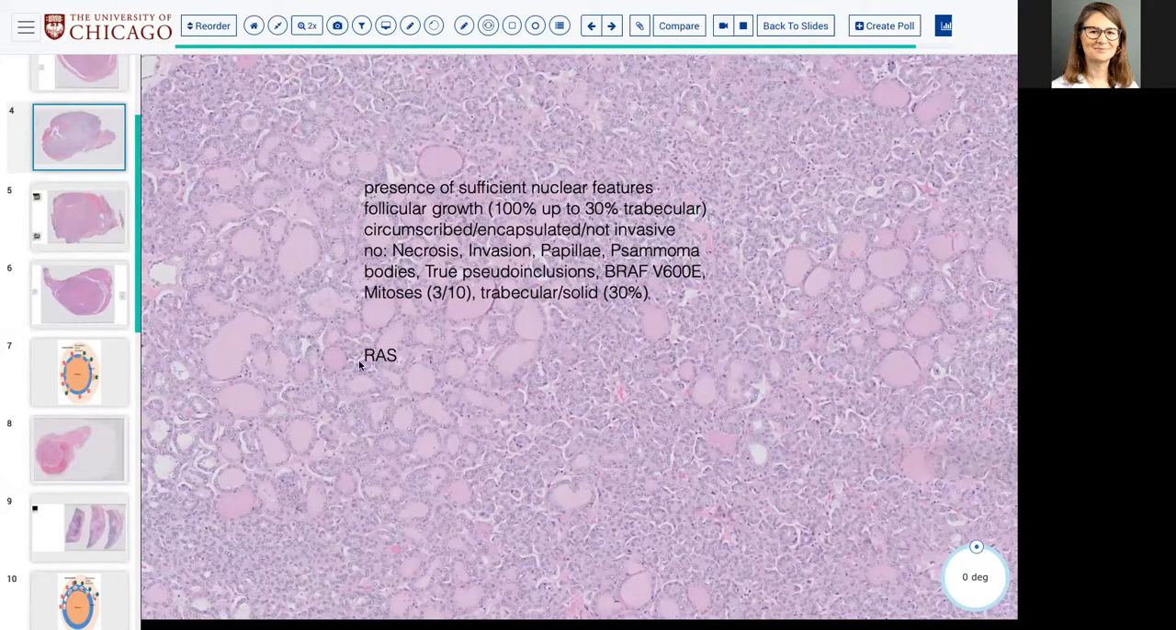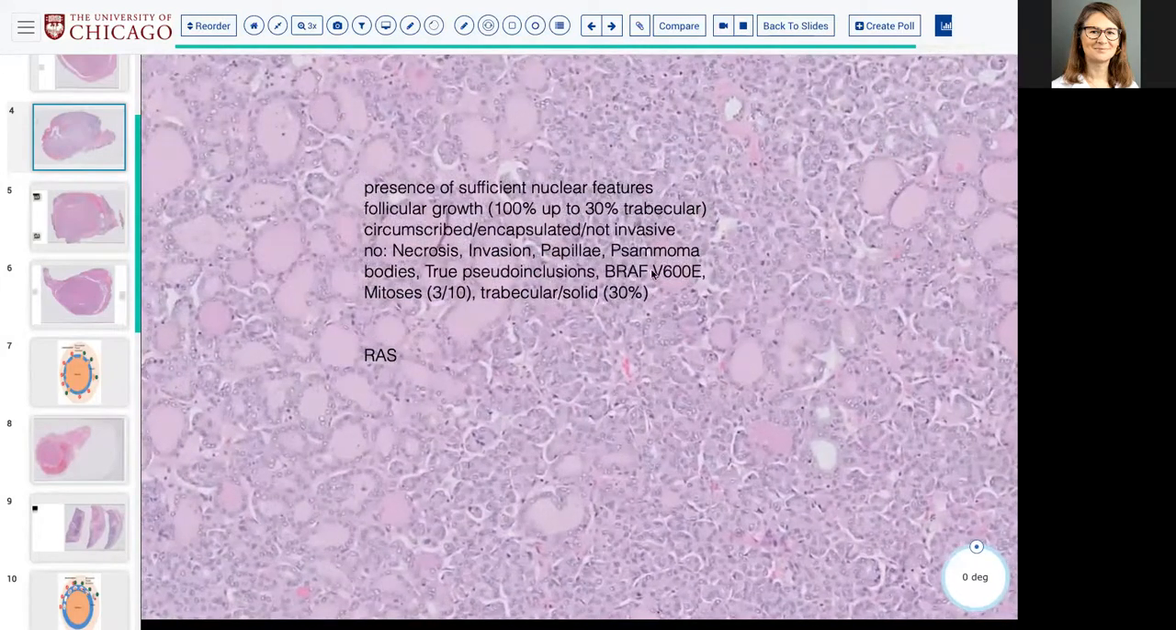But in the absence of any invasion, it's very hard to call a RAS-like neoplasm a cancer. Unlike with a BRAF mutated neoplasm, these biologically are much stronger drivers. BRAF is 100% cancer, right? RAS is not 100% cancer. RAS could be benign and RAS could be malignant. Does that all make sense?